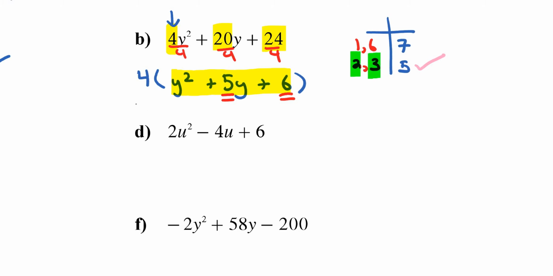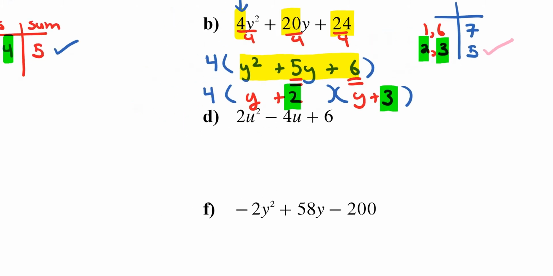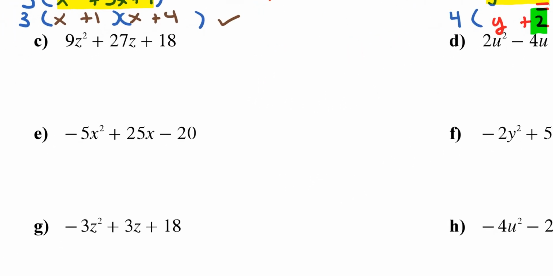To finish off my problem, I write down 4, open up two brackets, and then use the variable y, and then plus 2, and then y plus 3. And remember, these are the numbers that you got from your table. Okay, that's it for that problem. Let's move on to letter C.